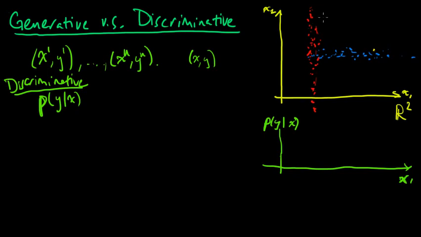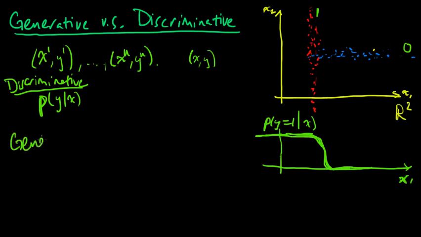So if we call the reds class 1, and the blues class 0, then the probability that y equals 1 given x, say this is 1. So when we're in here, we're quite certain, so this is going to be close to 1. And then it drops off very quickly. And then when we're over here, for these x1 values, we're pretty sure that the class is 0. So the probability that y is 1 is very small. So maybe we have a discriminative model like this.